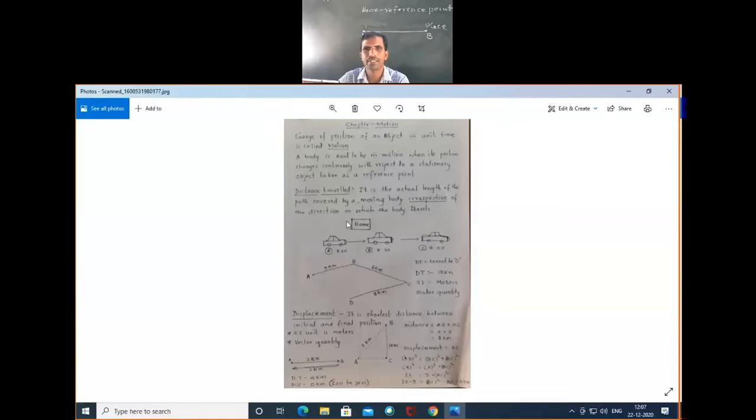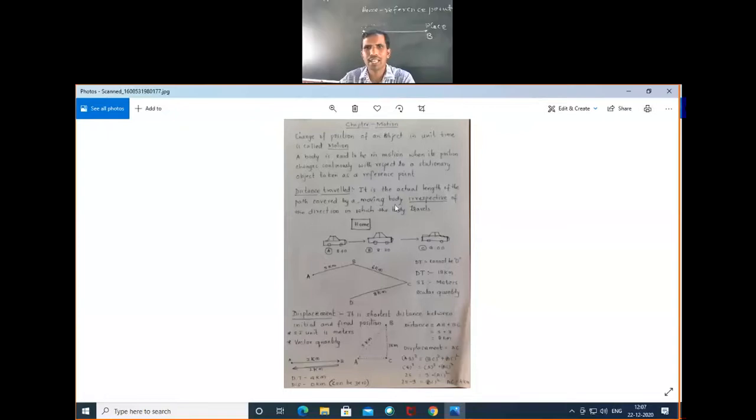Actual path it is. So it is written here: the actual length of the path covered by a moving object, irrespective of direction. In any direction, you may go in any direction. The body has to travel. That's all. Write it down. It is the actual length of the path covered by an object, irrespective of the direction in which the body travels.